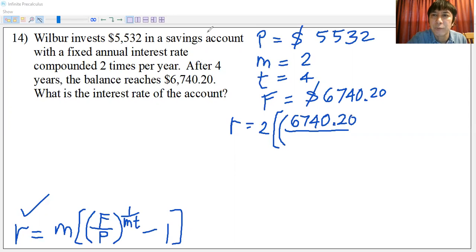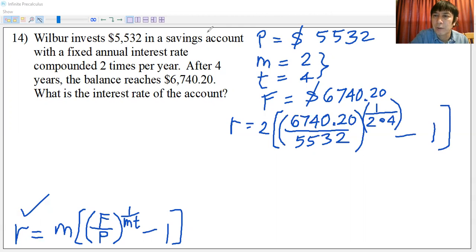Divided by P, that's 5,532. Close parentheses, raised to the quantity 1 over the product of M and T. The product of these two, that's 2 times 4, that's one quantity exponent. That means 1 over 8, and then minus 1 there. So you compute this first and then multiply it by the number 2. The number 2 is right there. All right, so we shall do that.